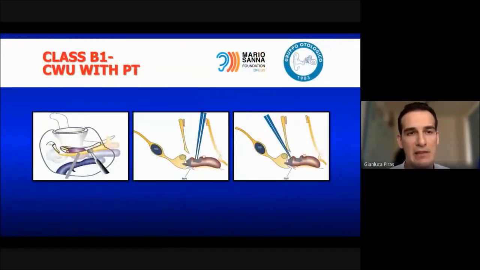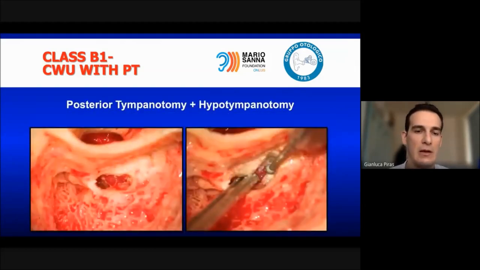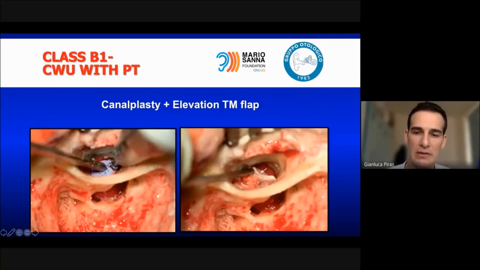For example, in a class B1, you can do a canal wall up with a posterior tympanotomy. That's the case, you see. A paraganglioma in the mesotympanic and hypotympanic area, you do an extended posterior tympanotomy. That's the facial nerve, that's the lateral canal, that's the short process of the incus. The short process of the incus gives you the direction of the posterior tympanotomy. You open the tympanic membrane. Sometimes you have to remove the whole tympanic membrane, put it in a saline solution, and then you can reposition the tympanic membrane in an overlay fashion.